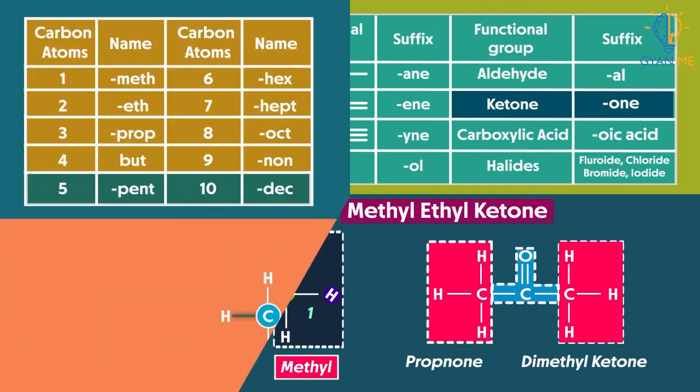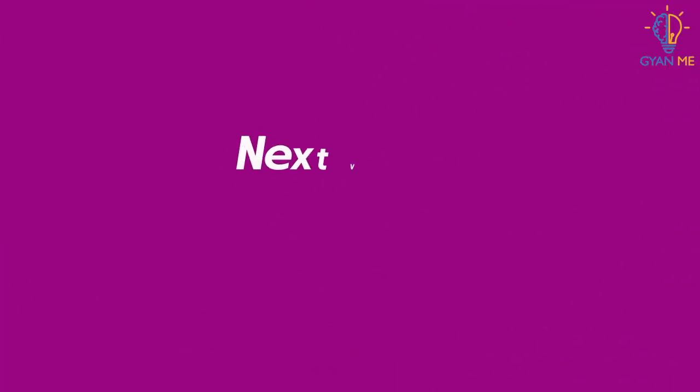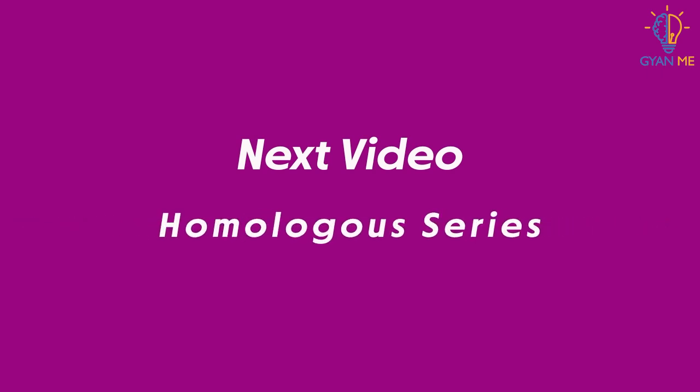So students, so far we have seen the rules for naming organic compounds and how to name them. This is all about the nomenclature of hydrocarbon compounds with functional groups. In the next video, we will learn one more interesting concept, homologous series.